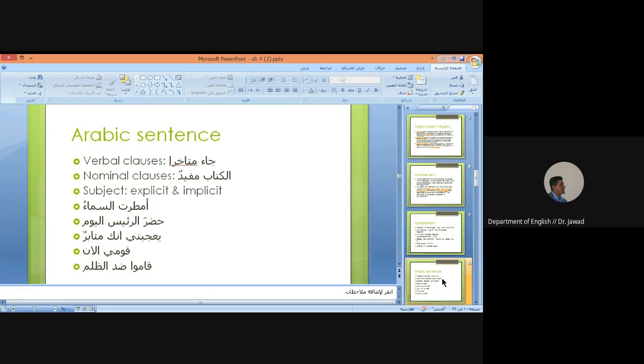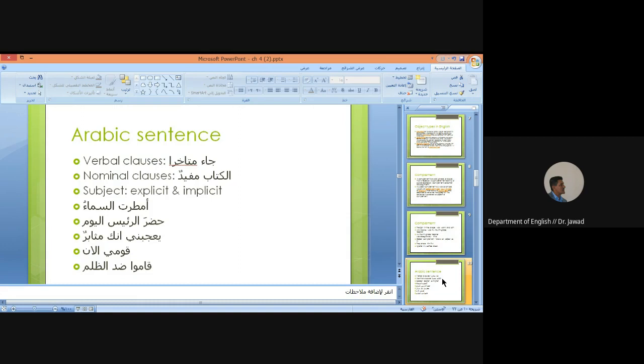So in Arabic, subjects can either be explicit or implicit. جاء متأخرا. The subject is not explicit here, it is implicit. Who came? It is he. It is understood out of the context and out of the form of the verb, جاء. If we say جاءت, now the subject is she. جاءوا هم وهكذا.